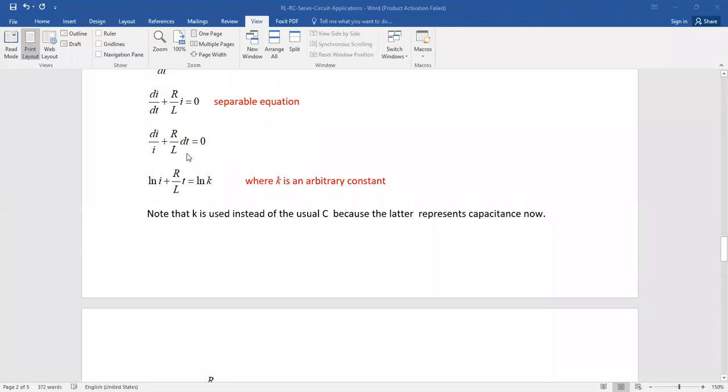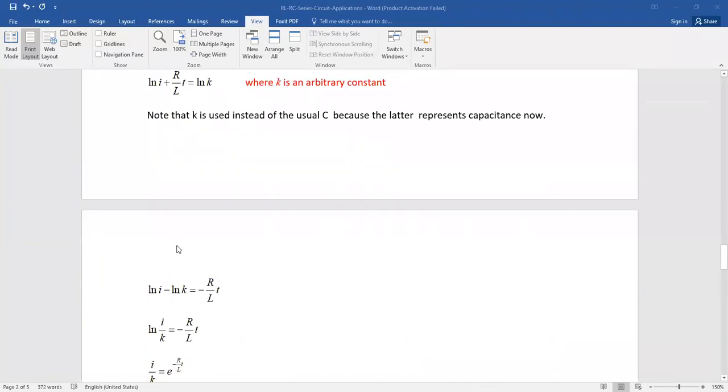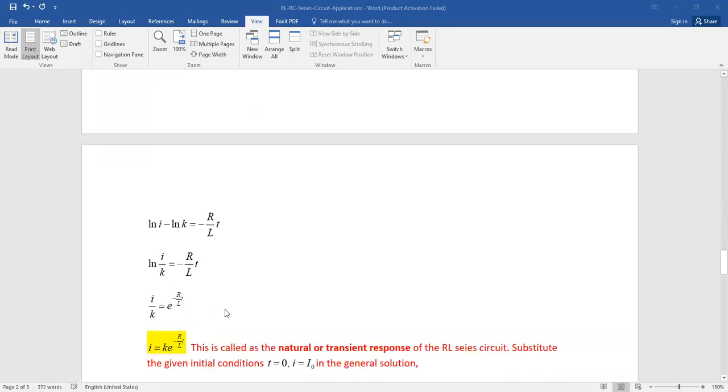Now, if you integrate, you have an ln of I. If you integrate, you have a t and you have an ln k. If you transfer the ln k that you have here on the right side to the left side, you will have this. And this R over L times t on the right side, that would make it negative. Using the properties of ln, you will have ln of I over k equal to negative R over L times t.